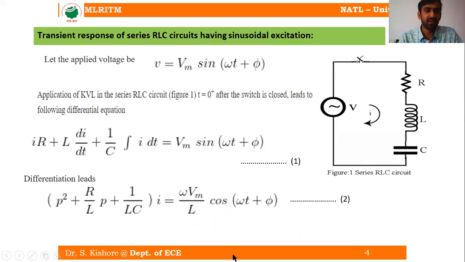So as it is a second order equation, the complementary function is nothing but the same C into e power minus pt. As we have two derivatives, we are going to have c1 e power minus pt plus c2 e power minus pt as our solution. That is the complementary solution.